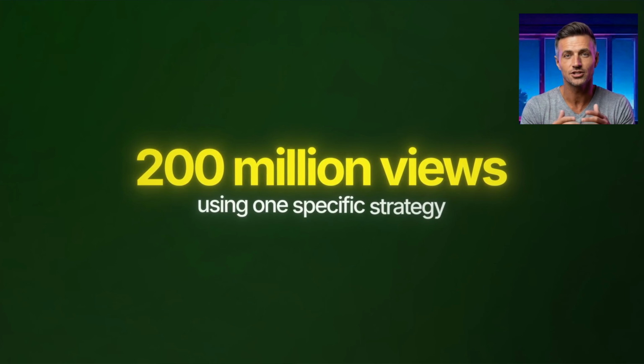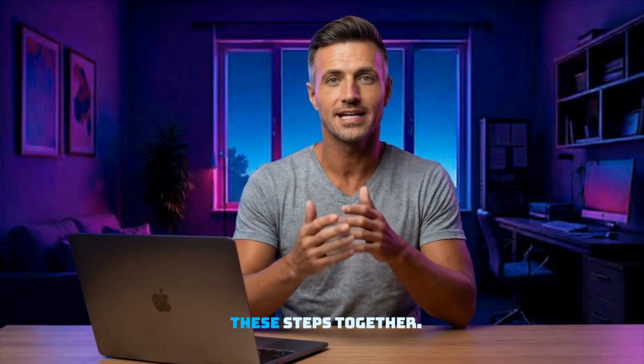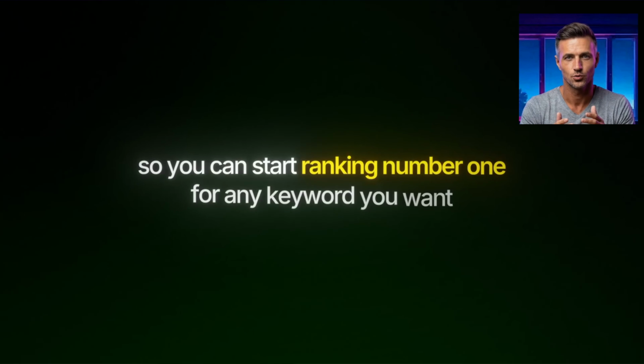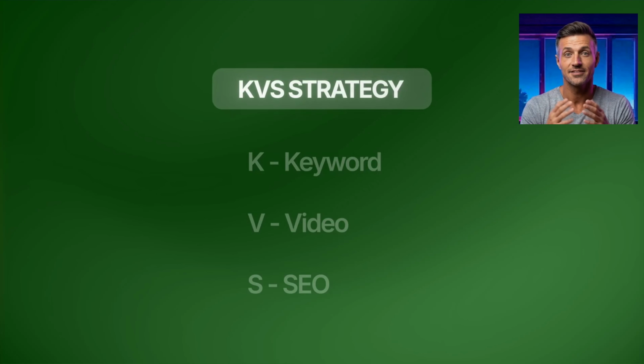The name of this entire strategy is KVS, and it's the framework that ties all of these steps together. And in this video, I'm going to break down each step so you can start ranking #1 for any keyword you want. The K in KVS stands for keyword.